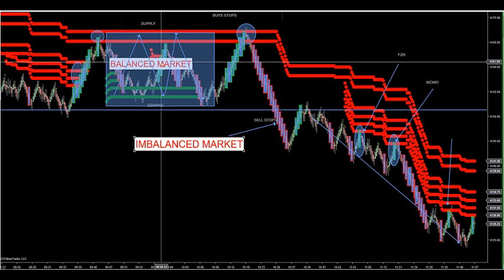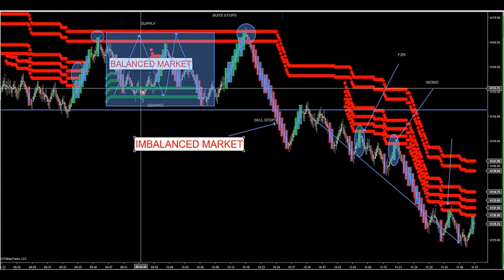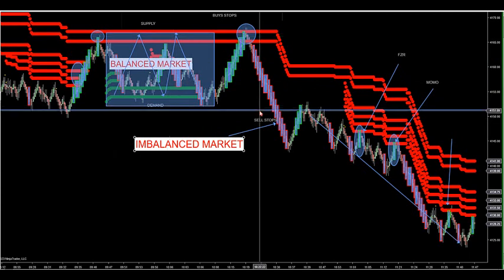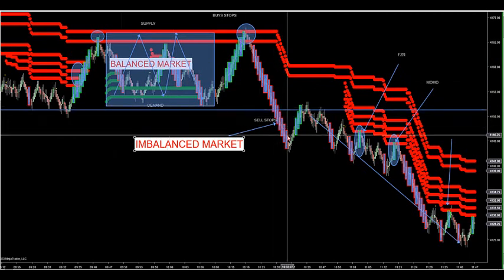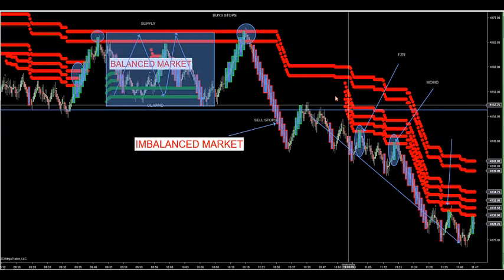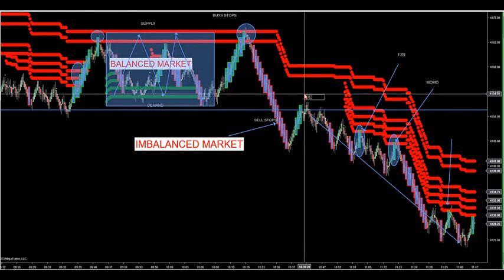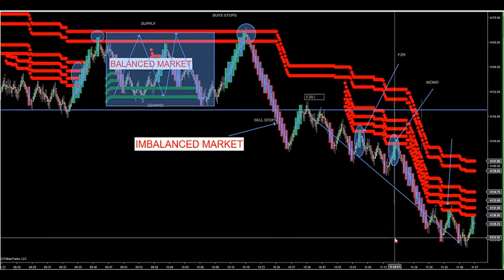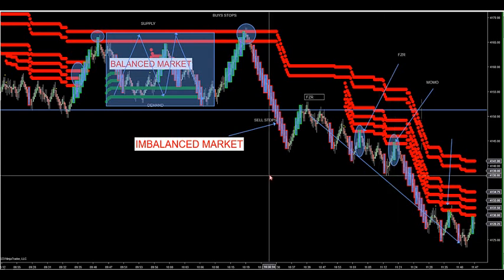You don't get big runners inside of a balanced market, because you're in underlying demand and overhead supply. So once we broke through and the sell stops started hitting, you look for the first retracement. This is actually an FCR on the first wave, a first wave retracement FCR, and then it just started rolling into trades. FCR, Momo, FCR, Momo. It's crank, crank, crank, 25 S&P points, 100 ticks potential, just like that.